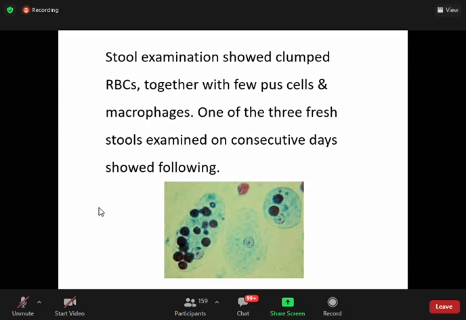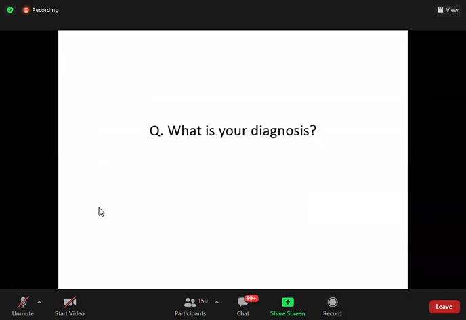Stool examination showed clumped red blood cells, together with few pus cells and macrophages. One of the 3 fresh stools examined on consecutive days showed the following. What can you see here? Can you figure out what this is? People are already saying it. Everybody knows. Okay. So what's your diagnosis?